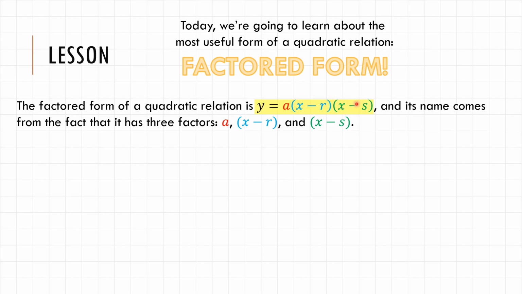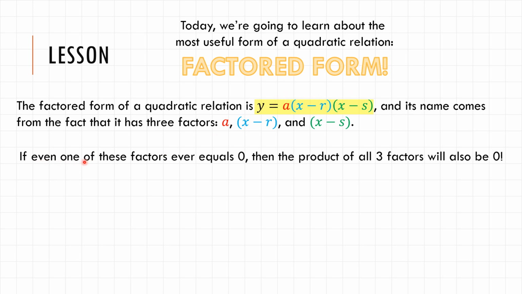And just like we saw, if we take a few things and multiply them, if even one of them is ever equal to 0, then when I multiply them together, the final answer, the value of y, will also be 0. The product of any factors is always 0.